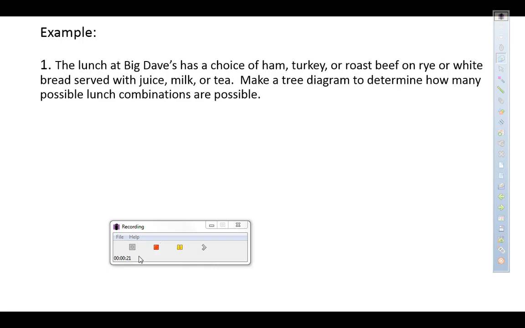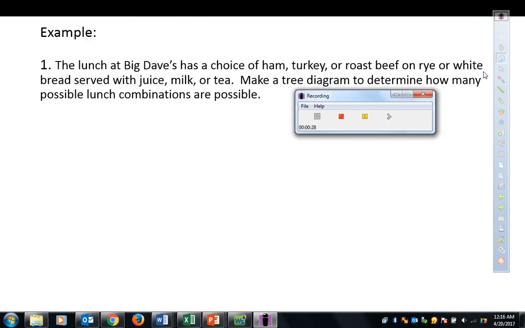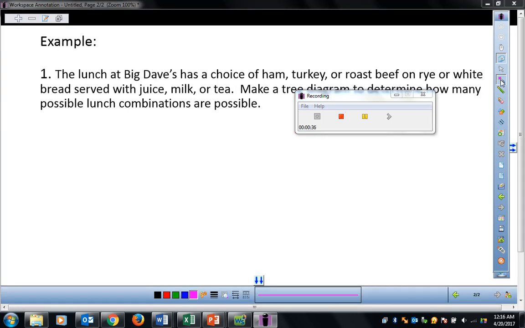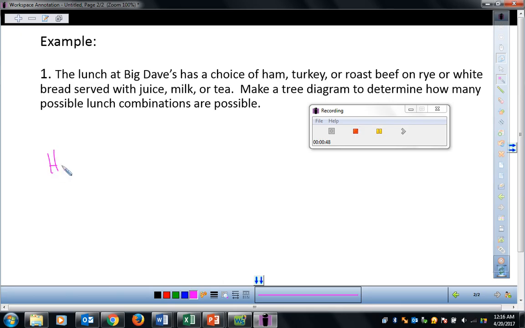So first thing, we're going to get into an example of the counting principle here that you'll see in a second. So we have Big Dave's, you have the choice of ham, turkey, or roast beef on different types of bread, rye or white, served with juice, milk, or tea. So it says make a tree diagram to determine how many possible lunch combinations there are. So let's start with the type of meat that we have. We have ham, we have turkey, and then we have roast beef.